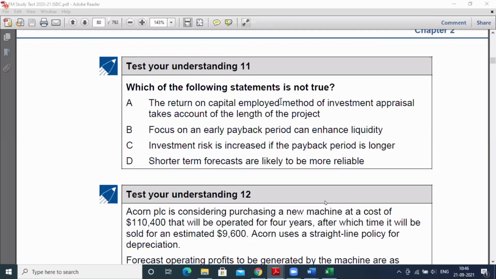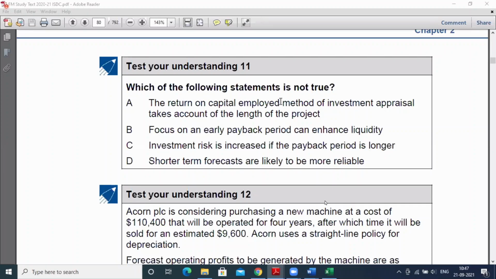Return on capital employed method of investment appraisal takes into account the length of the project. See, how will we calculate the ROC? Average profit divided by average investment. How will we get the average profit? We take the total profit divided by the number of years, meaning the life of the project, whether 5, 6, 7 or 8 years. So definitely it considers the length of the project.